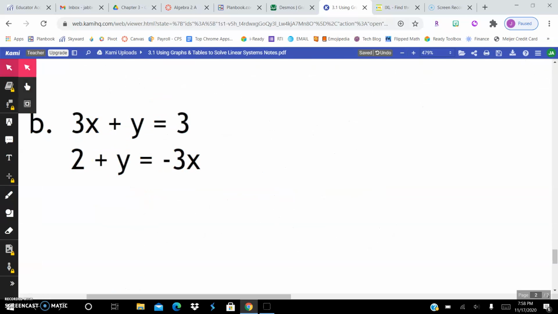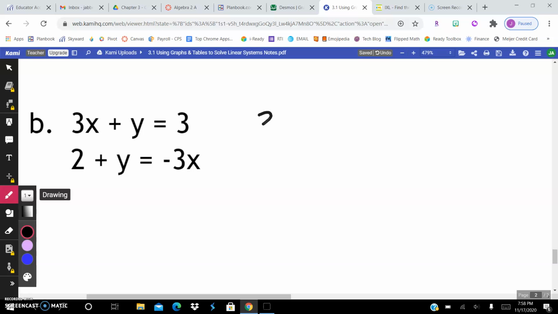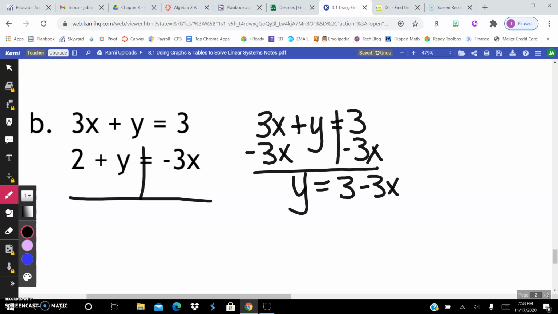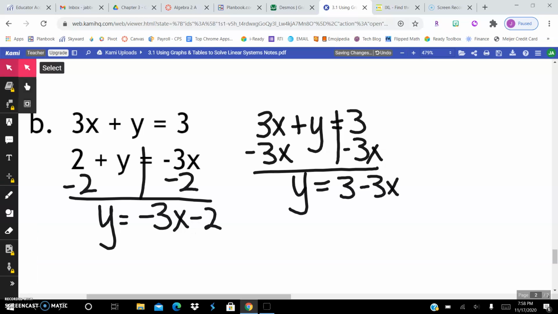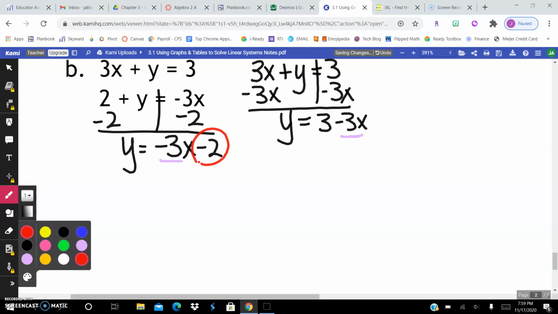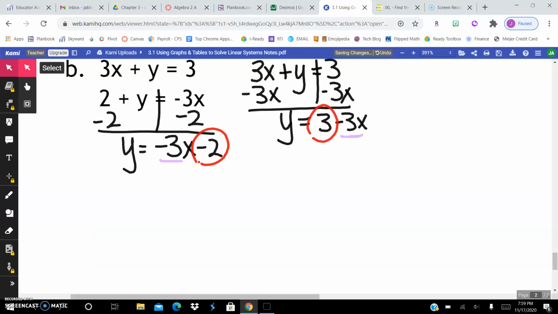And then last one, we're going to have to do the same thing. So we have 3x plus y equals 3. And we're going to have to minus 3x. So we have y equals 3 minus 3x. And then on this one, we're going to have to minus a 2. So we would have y equals negative 3x minus 2. So now let's compare. Our slopes, they're both negative 3. So those are the same. So same slopes, but different y-intercepts.